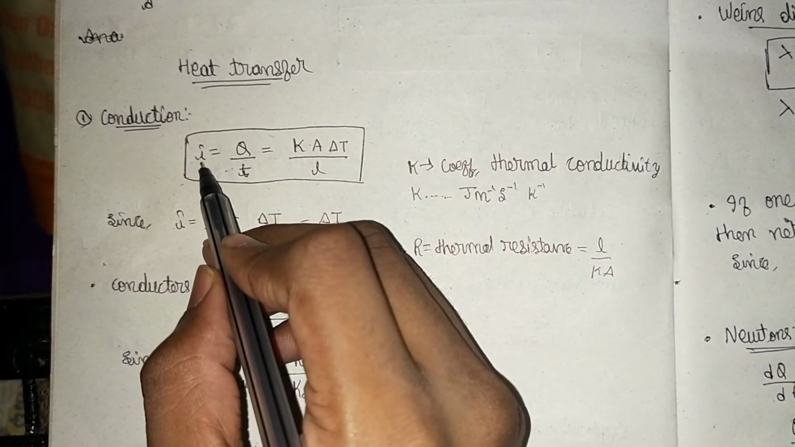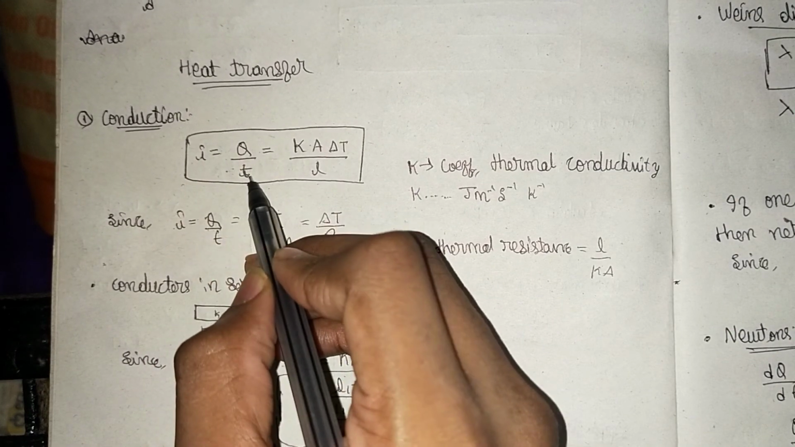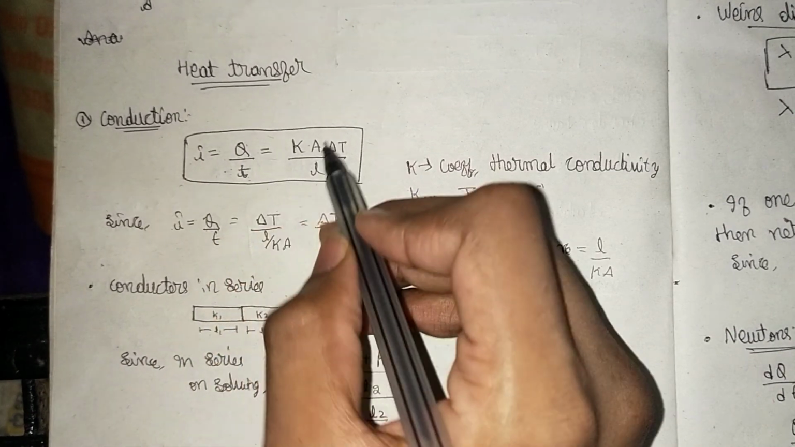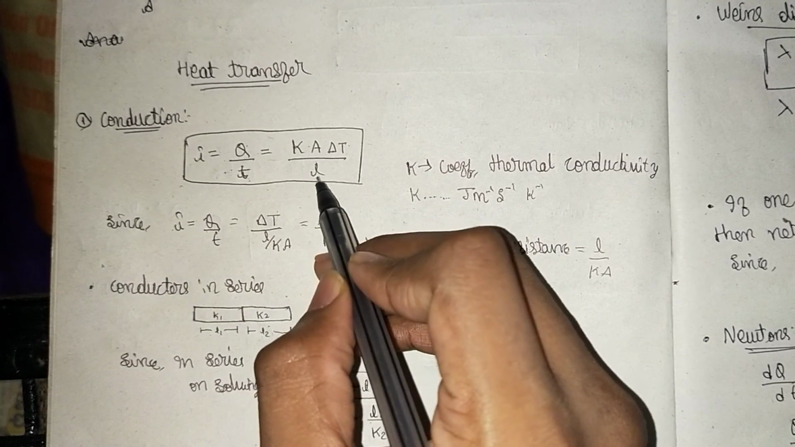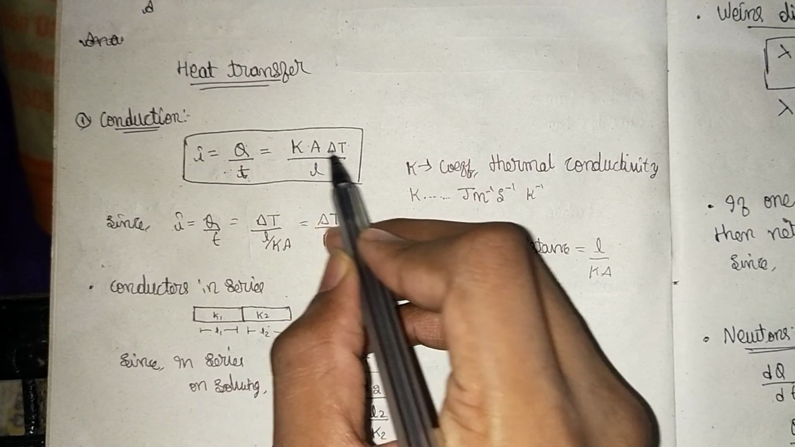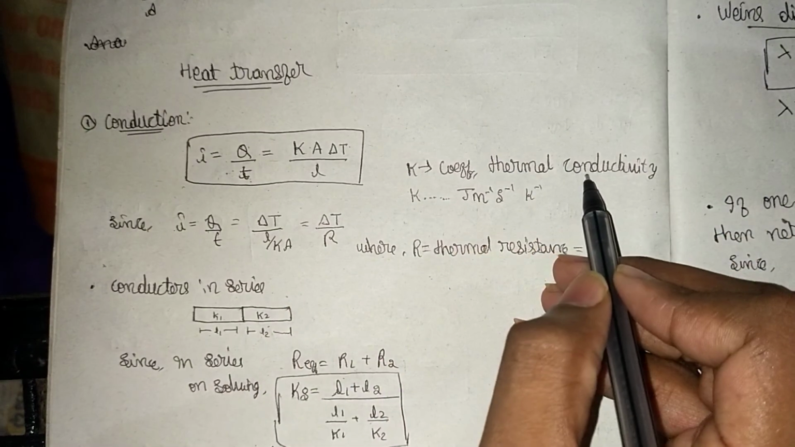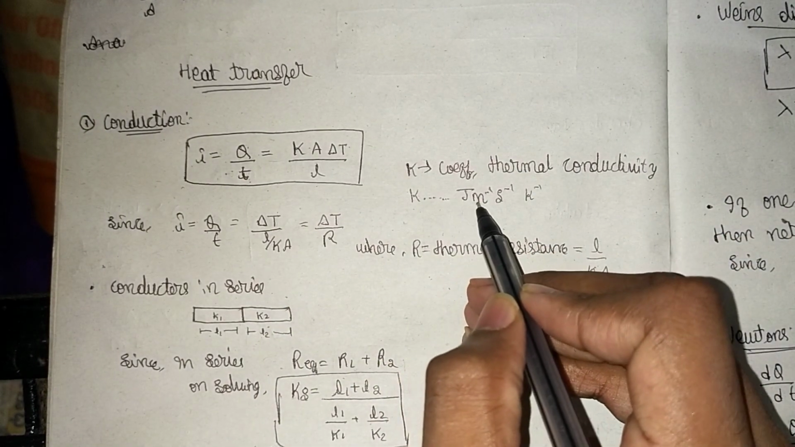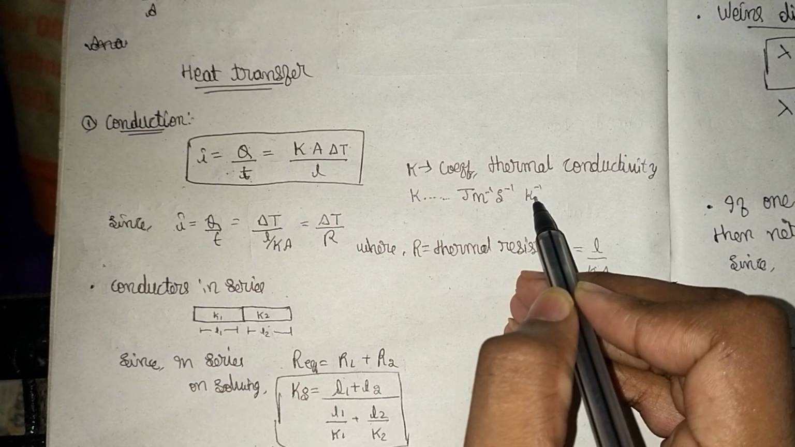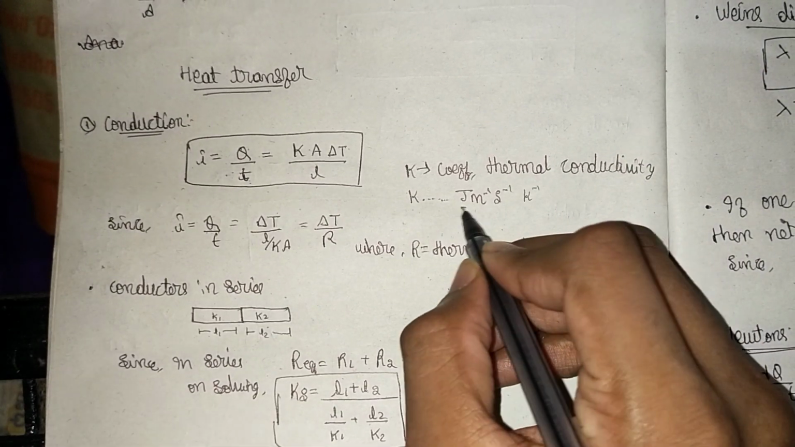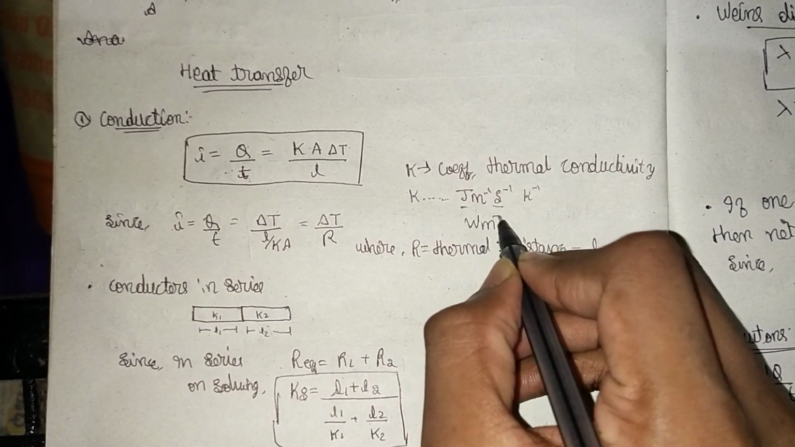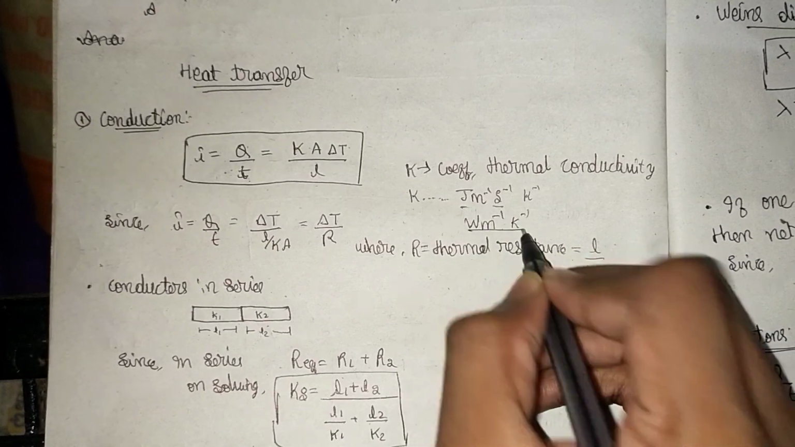Heat current, that is I, equals change in energy by time taken, which is equal to KA delta theta by L, where L is the length of the conductor, A is the area of the conductor, delta T is the change in temperature, and K is the coefficient of thermal conductivity. The SI unit of K is joule per meter per second per Kelvin. It can also be written as joule per second, meaning watt per meter per Kelvin.